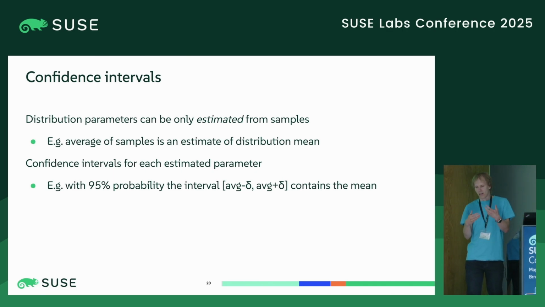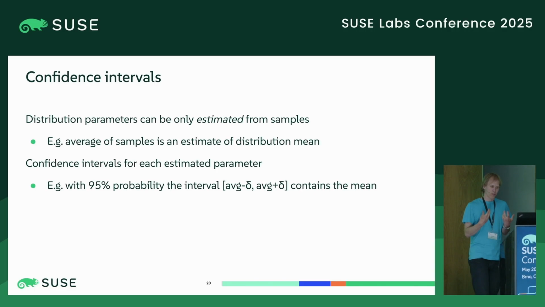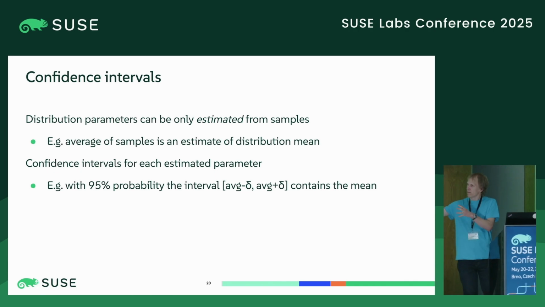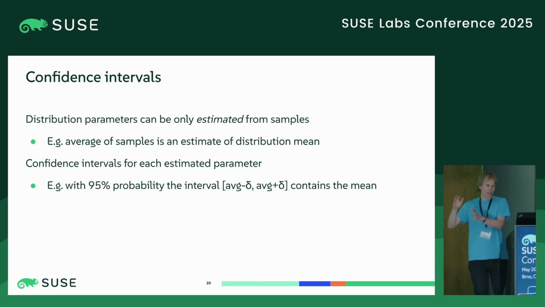And statistics captures this by so-called confidence intervals. So basically, what statistics tells you is not that the original mean of the distribution is this, but you can learn information like: with 95% probability, the mean of the distribution for the kernel lies in this interval, some average minus delta, average plus delta. And for the other kernel, with 95% probability, the mean lies in another interval.